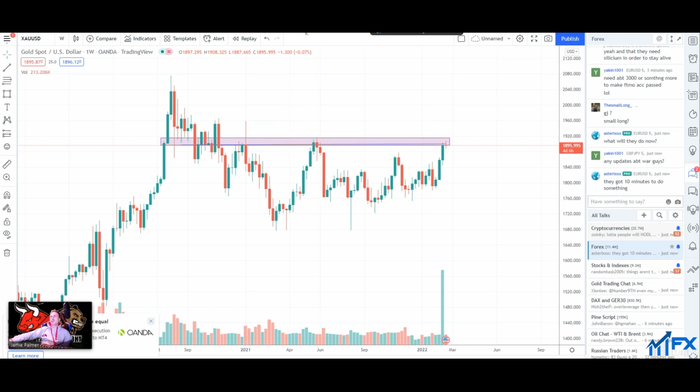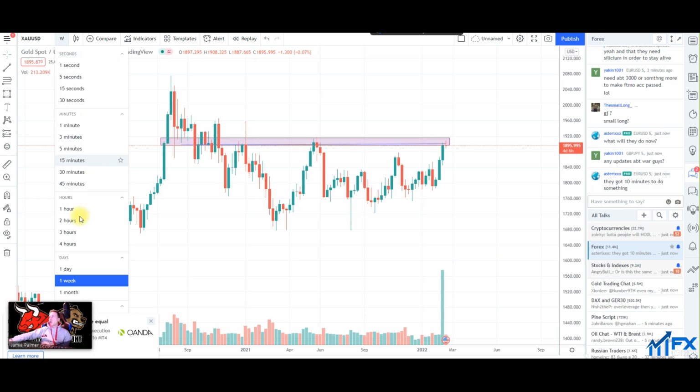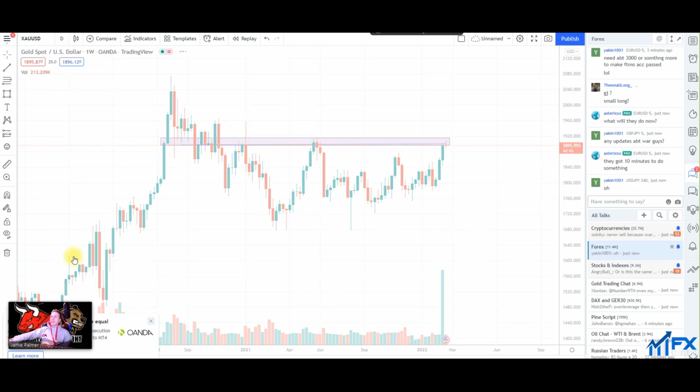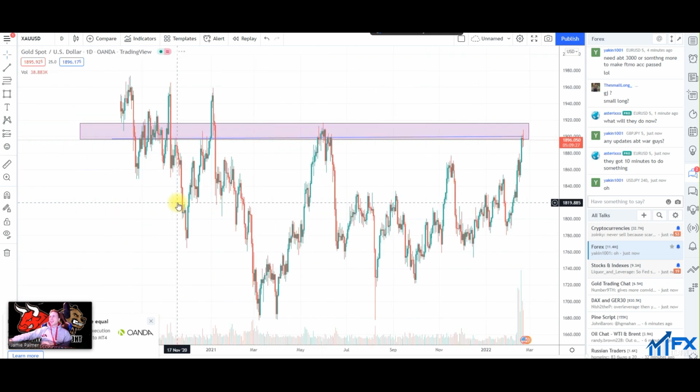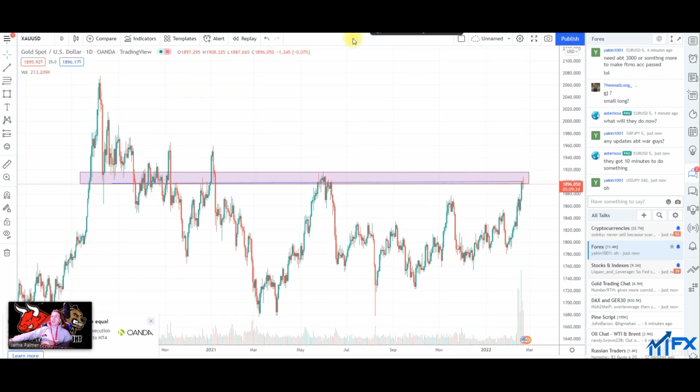Now, if we look at the daily time frame, we can see that we came back up to this level here. Again, I just want to give you the confirmation on the daily. You can see on the daily time frame, we've got this area of resistance here, and also here. And just to confirm that, we've got this nice area of support just there.